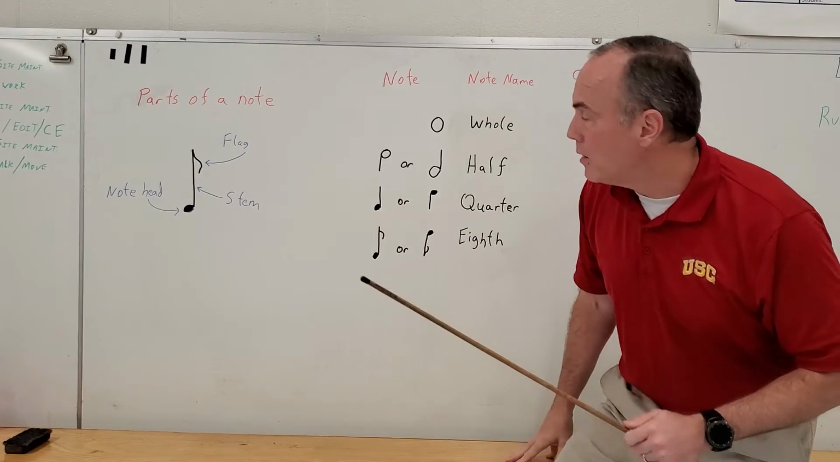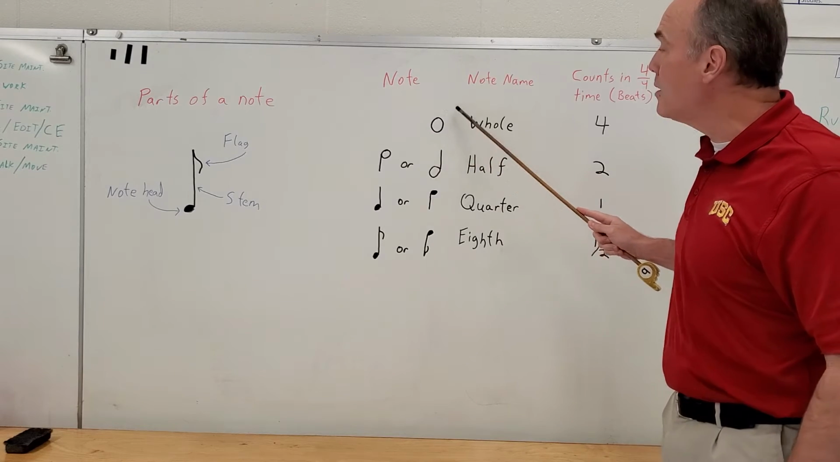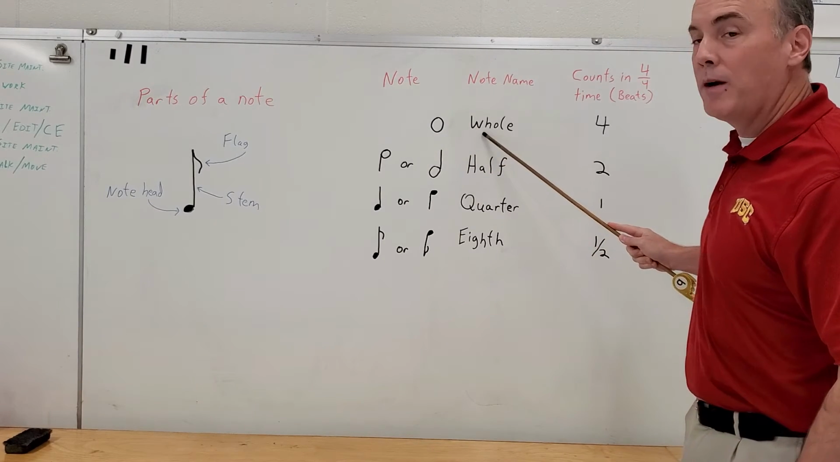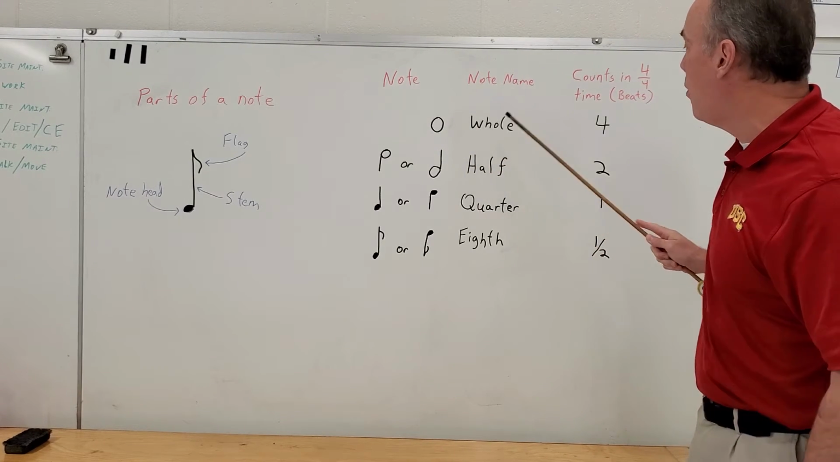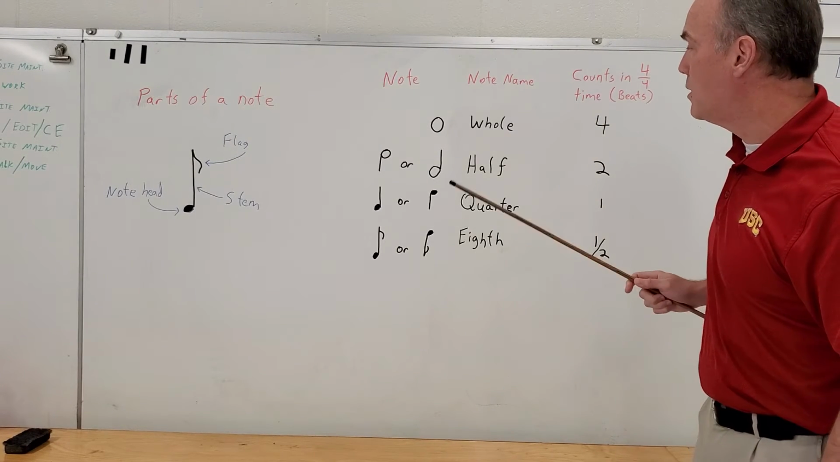Okay? All right. So we've got the whole note, which looks like a hole, and it's the only one with just a note head. Spelled W-H-O-L-E. It's called a whole note, and it's worth how many beats? 4 beats. That is correct.